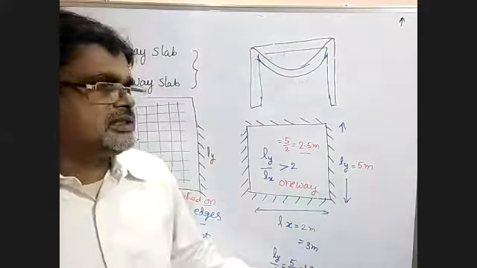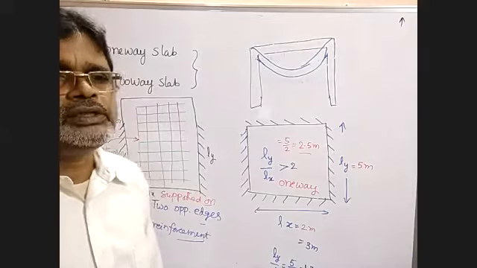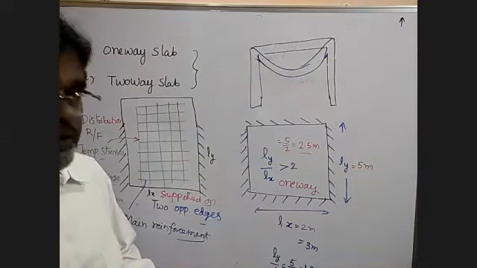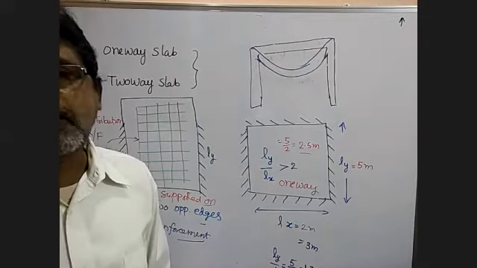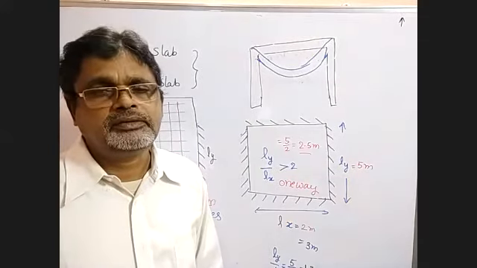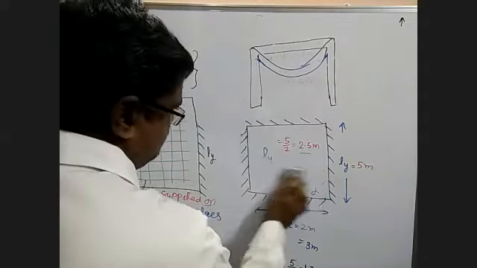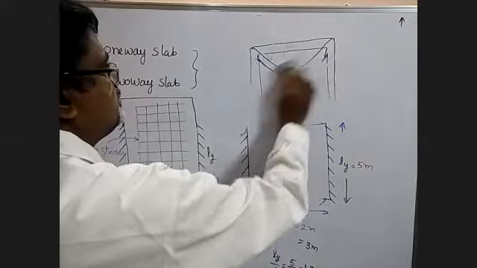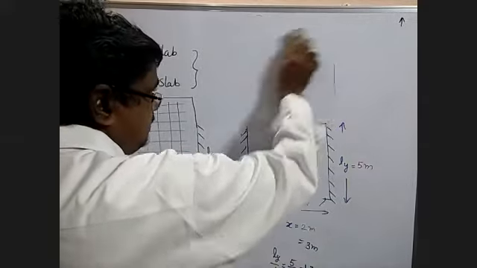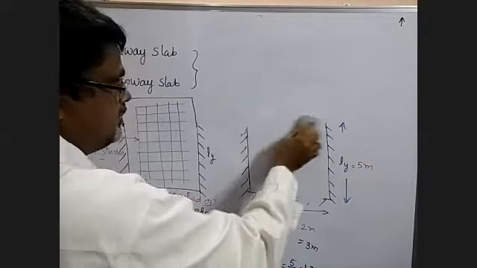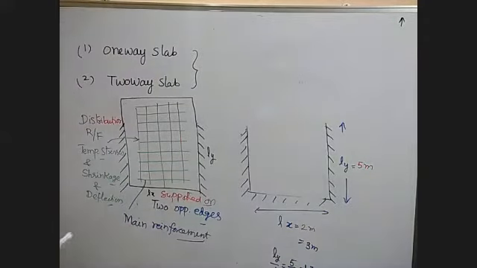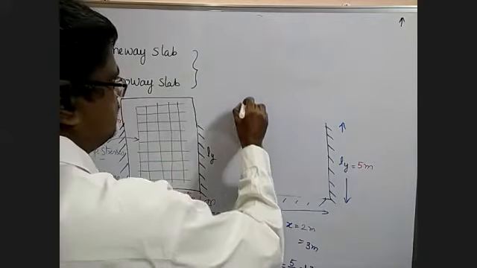If Ly by Lx is less than 2, we call it a two-way slab. What is meant by two-way slab? You have a slab spanning in both directions, x and y direction. So you have the reinforcement in both directions. The main reinforcement in both directions you have. That we call the two-way slab. So you have bending in both directions. One-way slab means you have bending in only one direction, whereas the two-way slab means you have bending in both the directions.